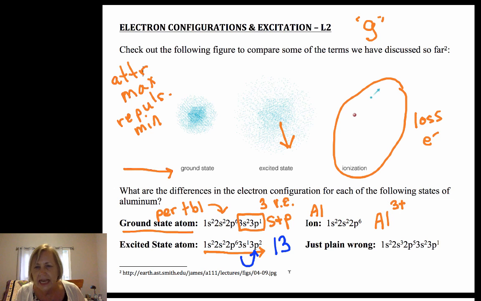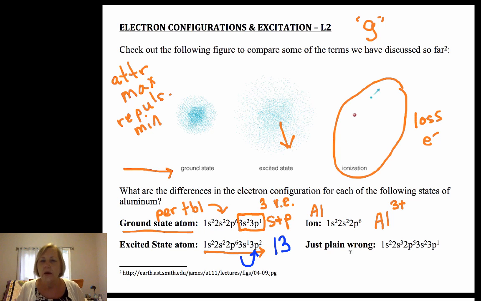It doesn't have to be the next one up. It could have been moved to the 4S. It could have been moved to the 3D. It could have been moved to an F. It depends on the incoming energy, how far it would move from the nucleus.